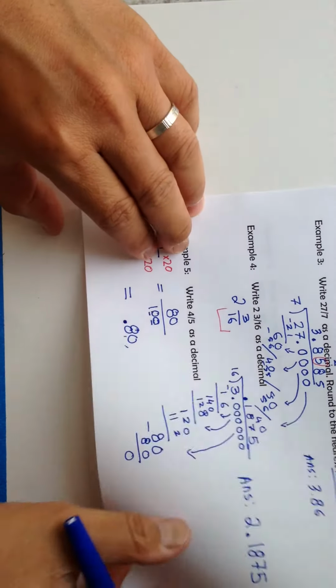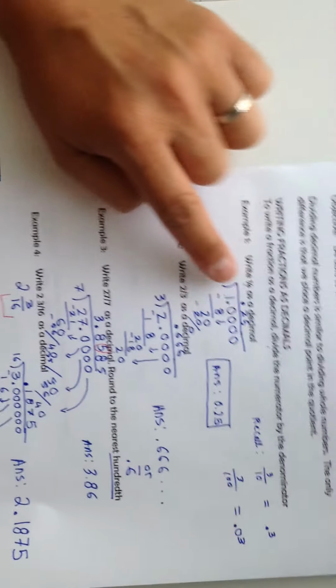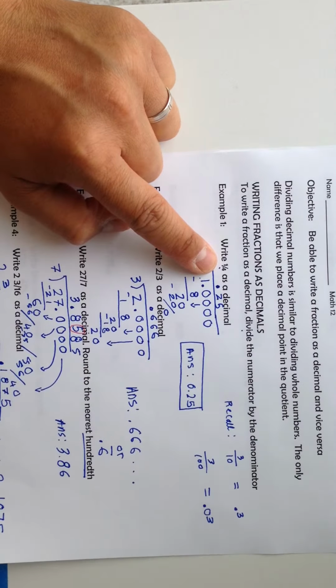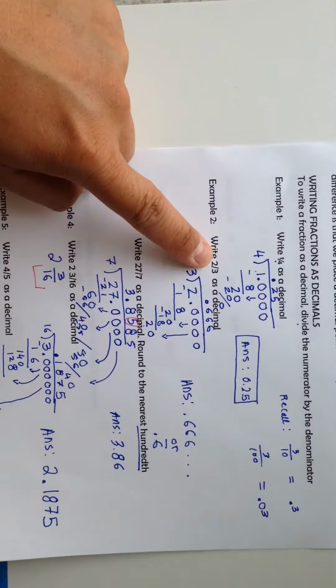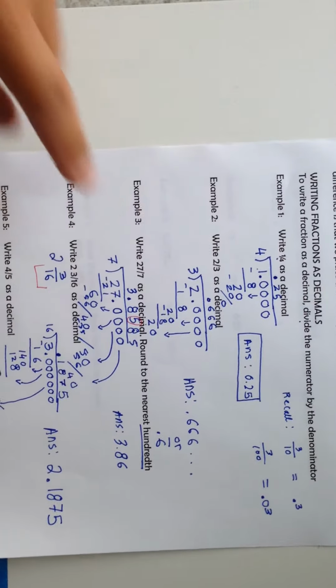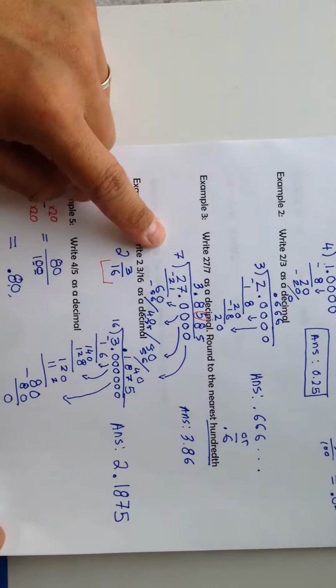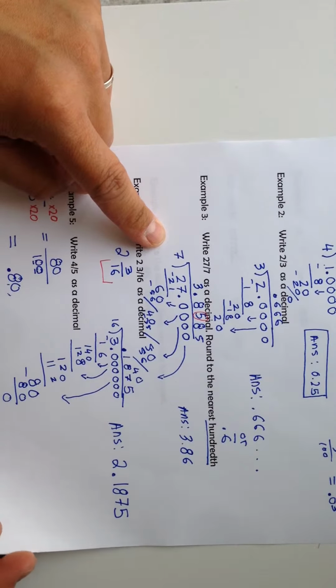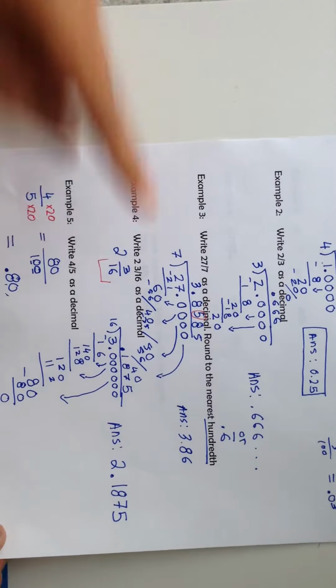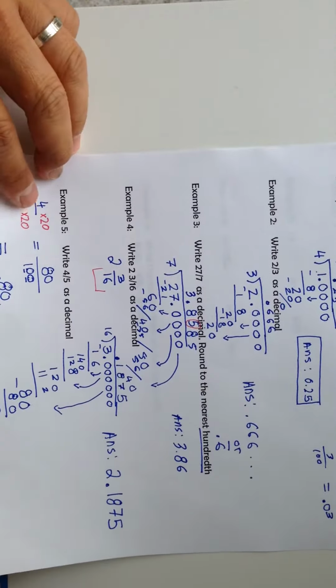Done. Now, for this problem, I could not have turned it into a power of 10. It was impossible to do this problem that way, so long division is your only option. This problem cannot be turned into a fraction with a power of 10, so long division is your only option. So there are problems that you can do by turning the denominator into a power of 10, and there are problems that you can't.